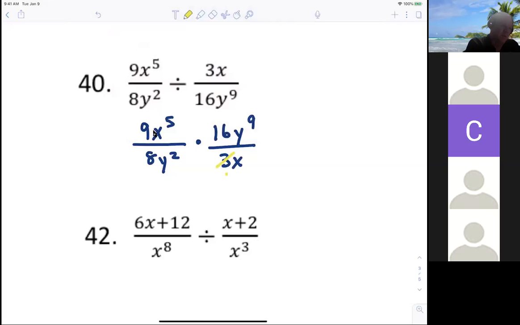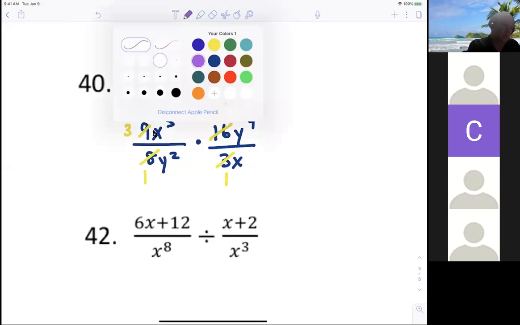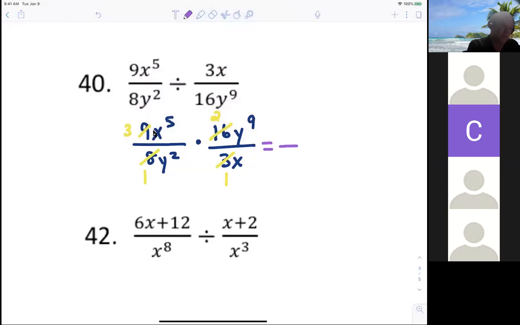3 goes into 3 once. 3 goes into 9 3 times. 8 goes into 8 once. 8 goes into 16 twice. Okay. Equals 3 times 2 is 6. 1 times 1 is 1.